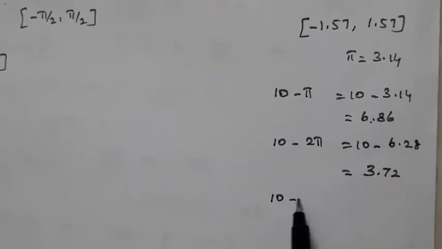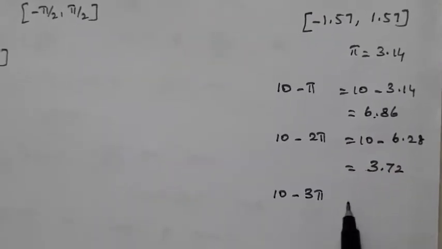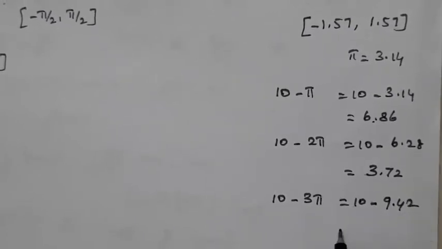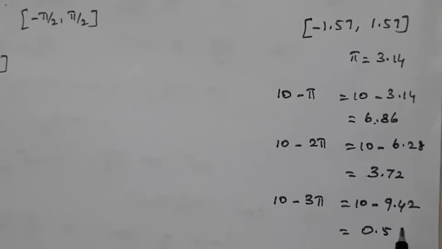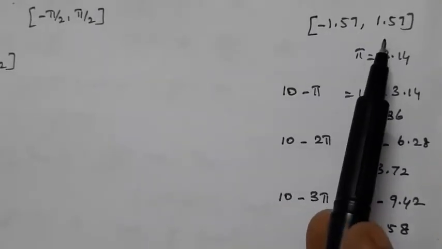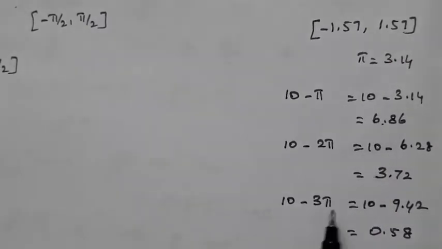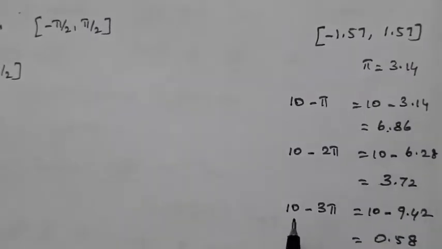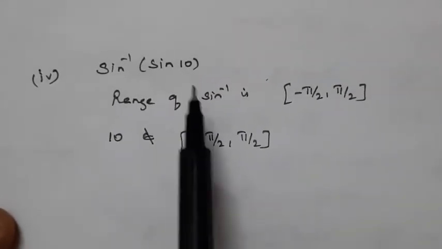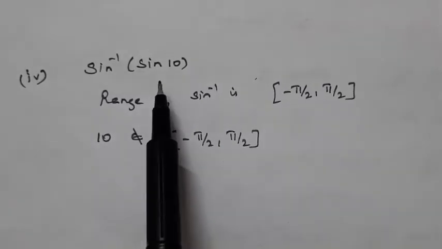So let us subtract one more pi, that is 10 minus 3 pi. 3 pi will be 9.42, so it will be equal to 0.58. 0.58 is a smaller value that belongs to this interval. So we have found that 10 minus 3 pi belongs to this interval, but we have to check whether sine of 10 minus 3 pi and sine 10 are equal. Then only can we replace 10 by 10 minus 3 pi and use the identity.